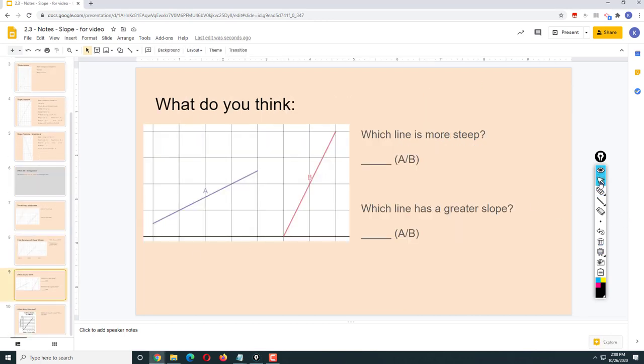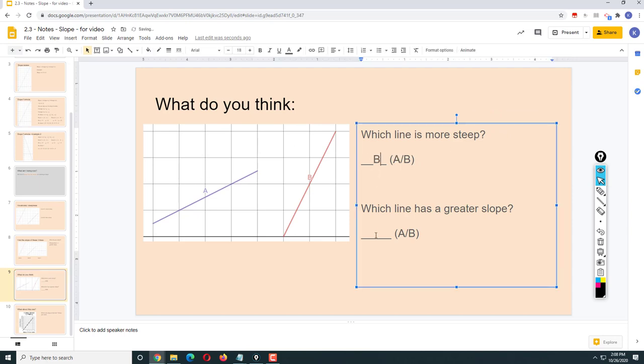Okay. So here, for example, A and B, which one is more steep? Well, B is more steep. So which one has a greater slope? It must be B. In fact, if we calculate it, the slope here for B is 2 over 1, which is 2. This one, the slope is more like 1 over 2. The slope is 1/2, or 0.5, which is smaller.